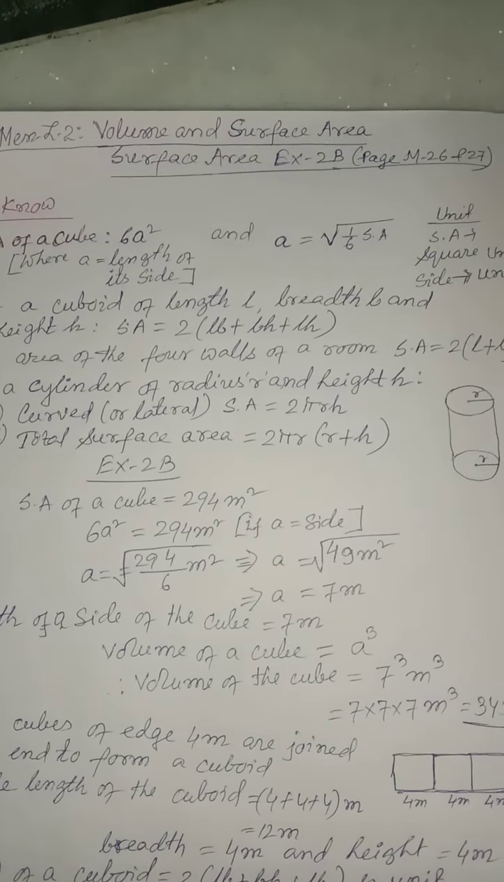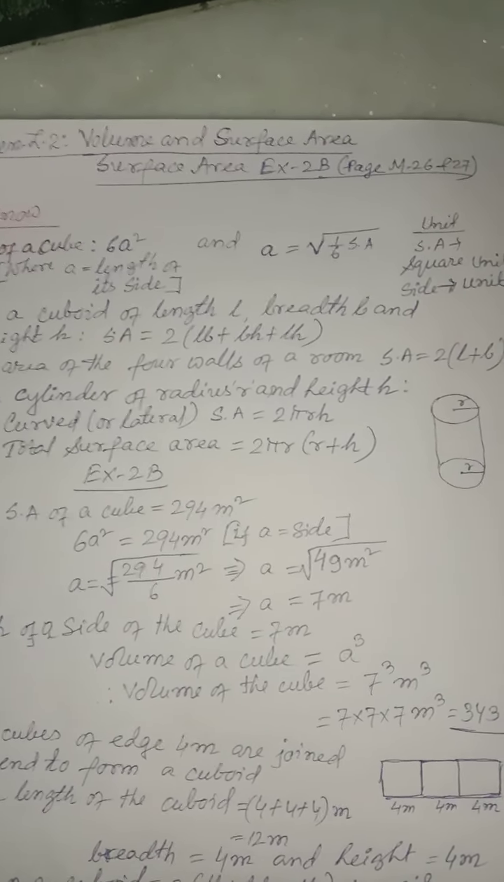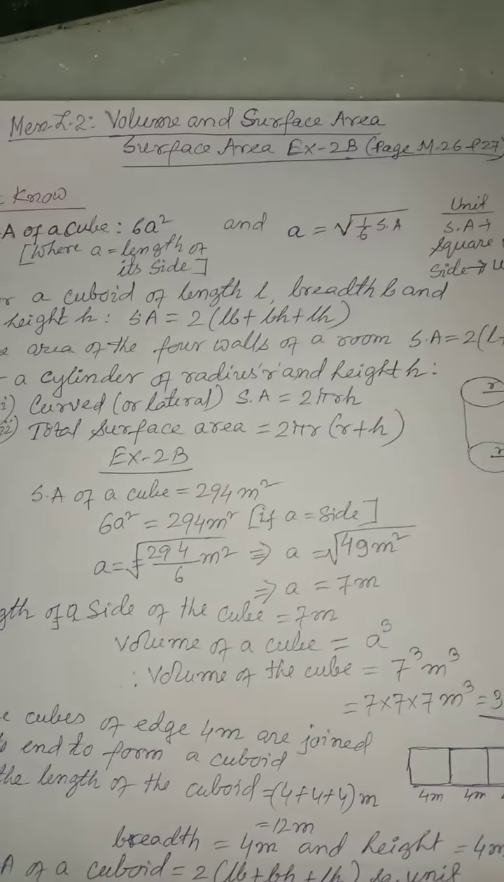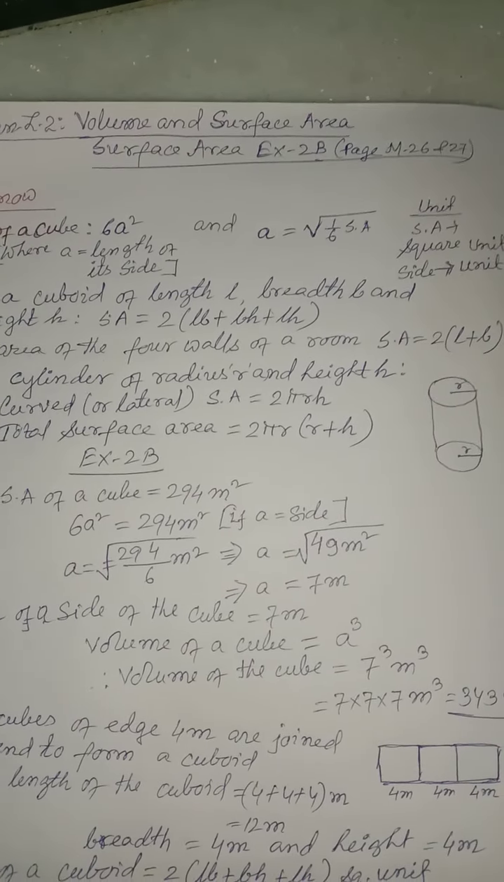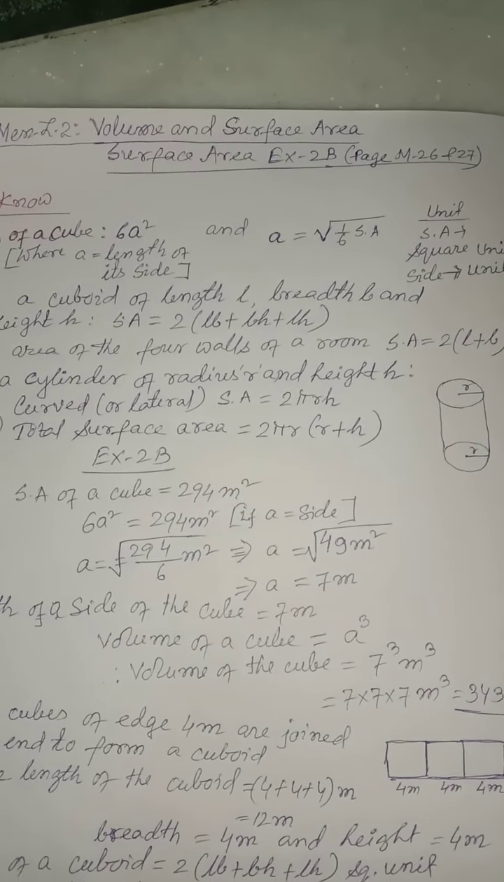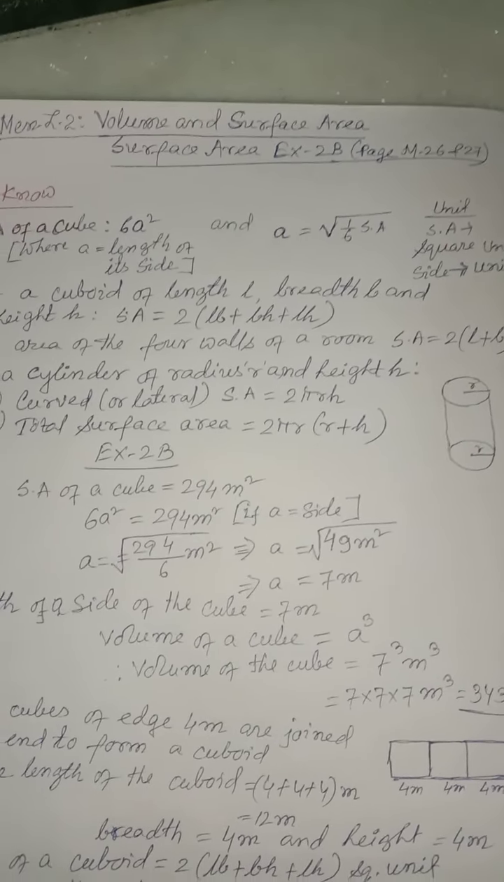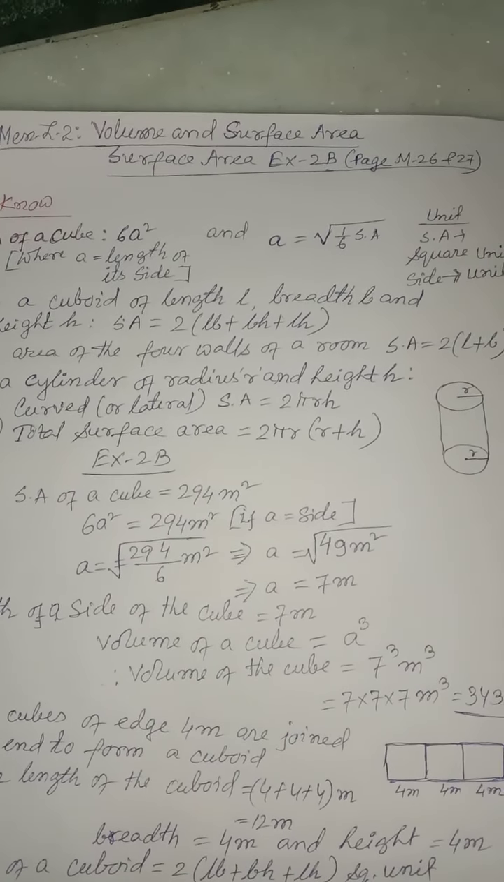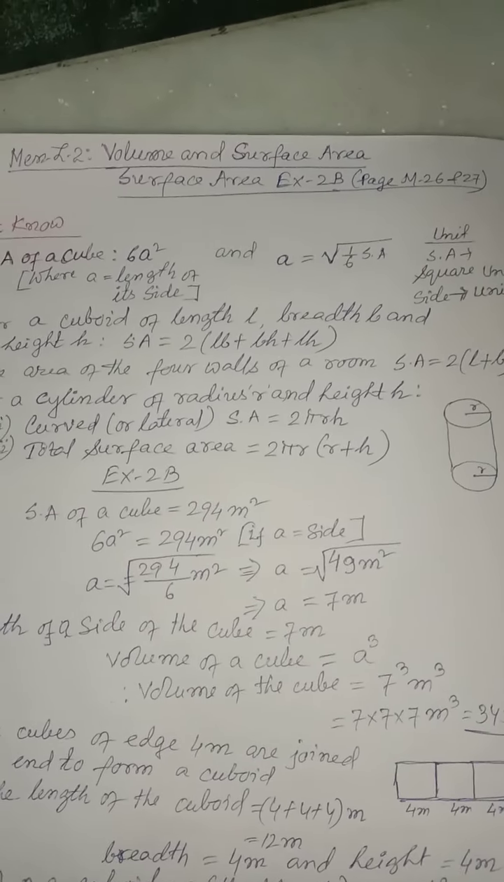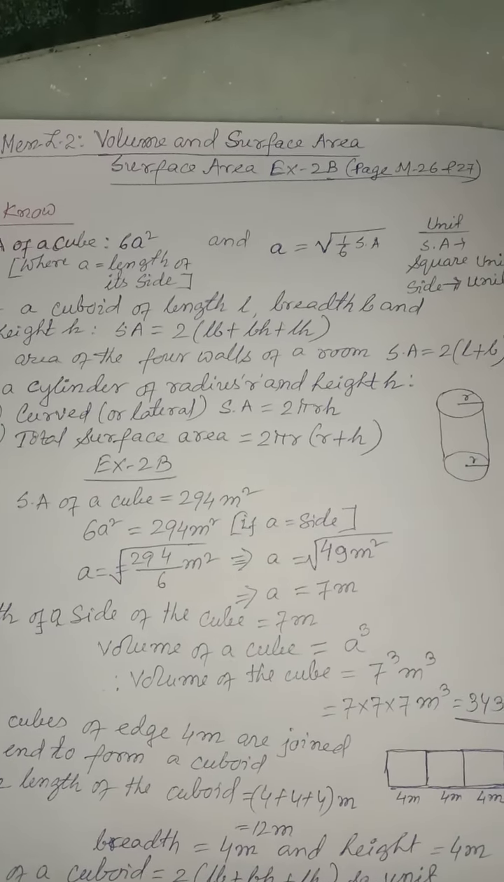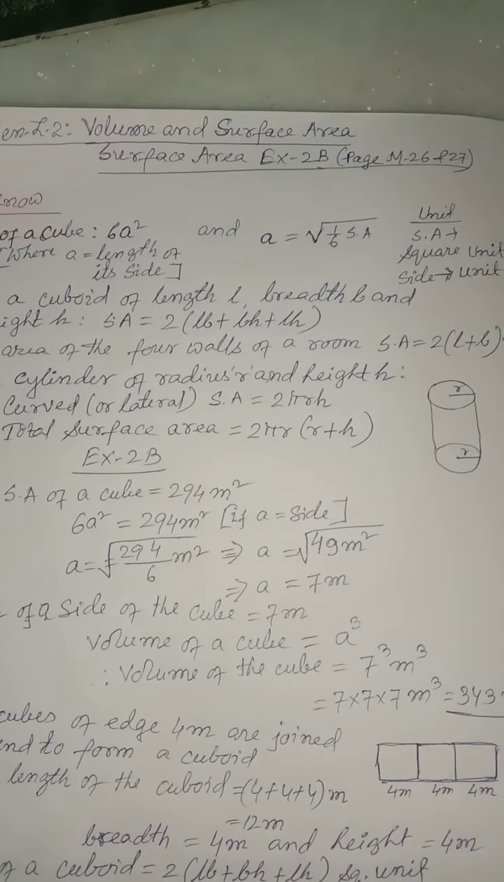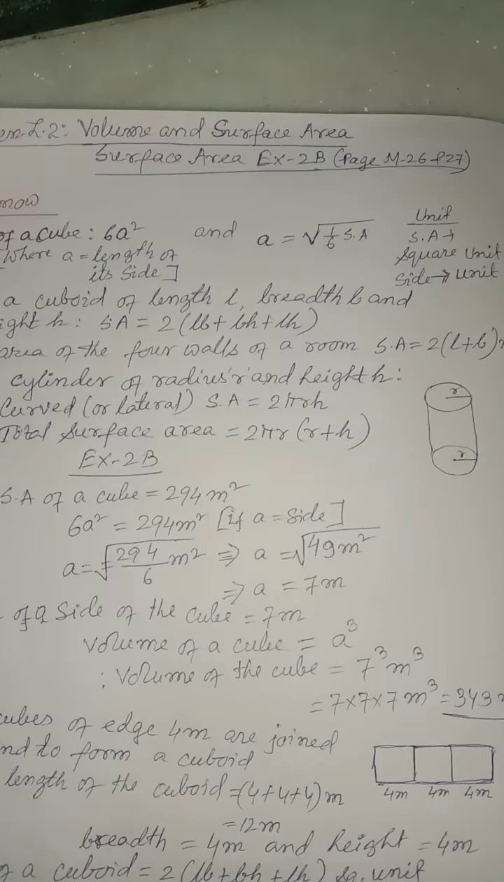In our earlier days, we have learned about the mensuration lesson on volume and surface area. The volume part we have learned. There we have discussed various types of solids and their volume. Volume means space occupied inside, and volume will be the product of the three dimensions of the solid. Okay, now we'll learn about the surface area.